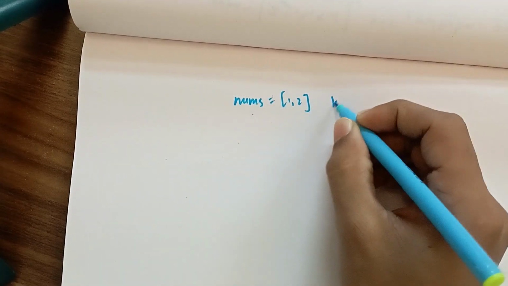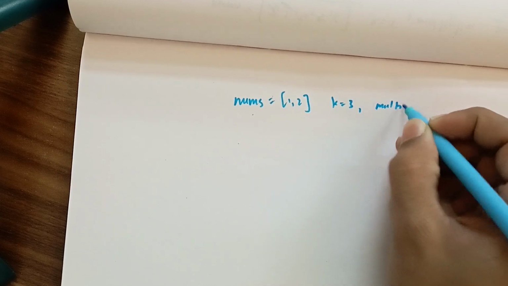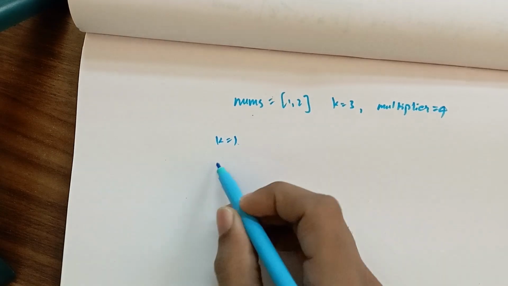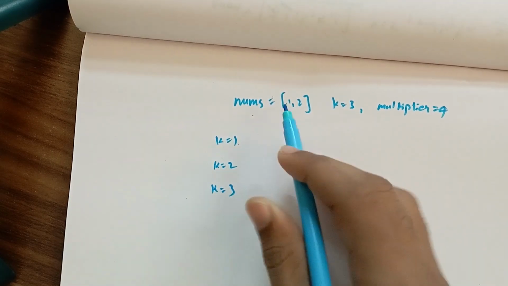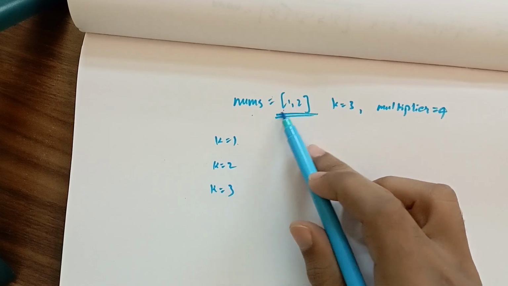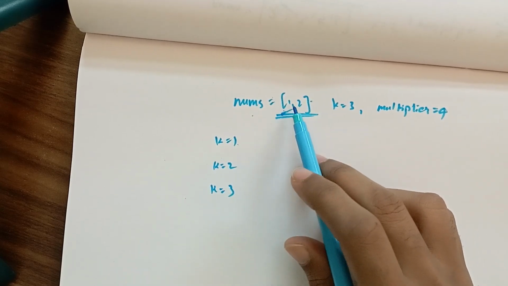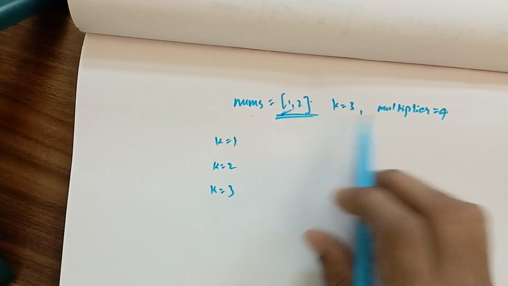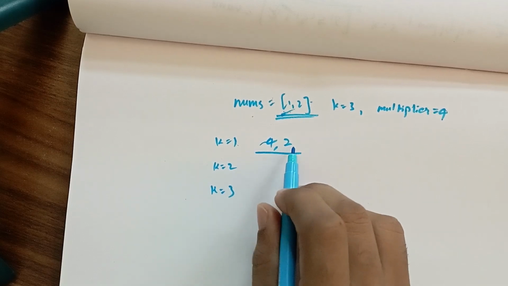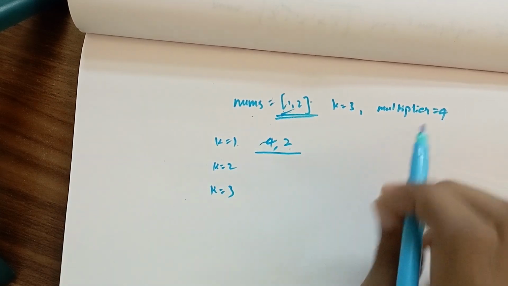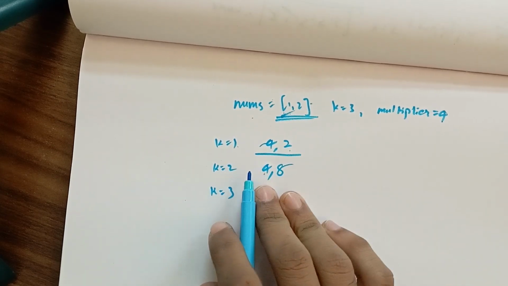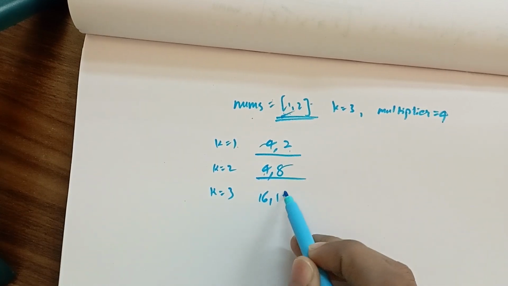Nums is equal to 1, 2, k is equal to 3, multiplier is equal to 4. We need to do three operations: k is equal to 1, k is equal to 2, k is equal to 3. From 1 and 2 we need to take the minimum element. So if you take the minimum element 1 and multiply it by 4, we will get 4, 2, and here 2 is the minimum element from this array, and if you multiply it by 4 you will get 4, 8, and 4 is the minimum element and we need to multiply it by 4, we will get 16, 8.